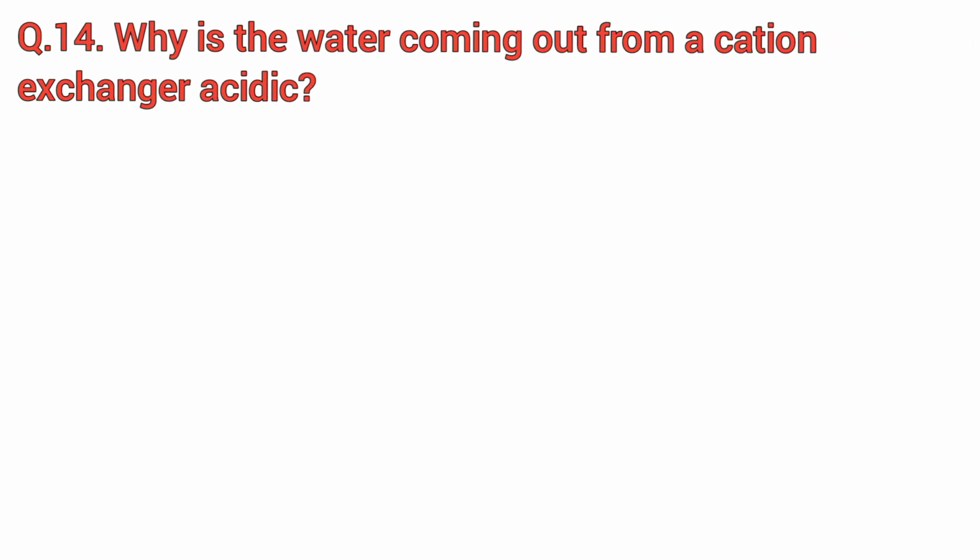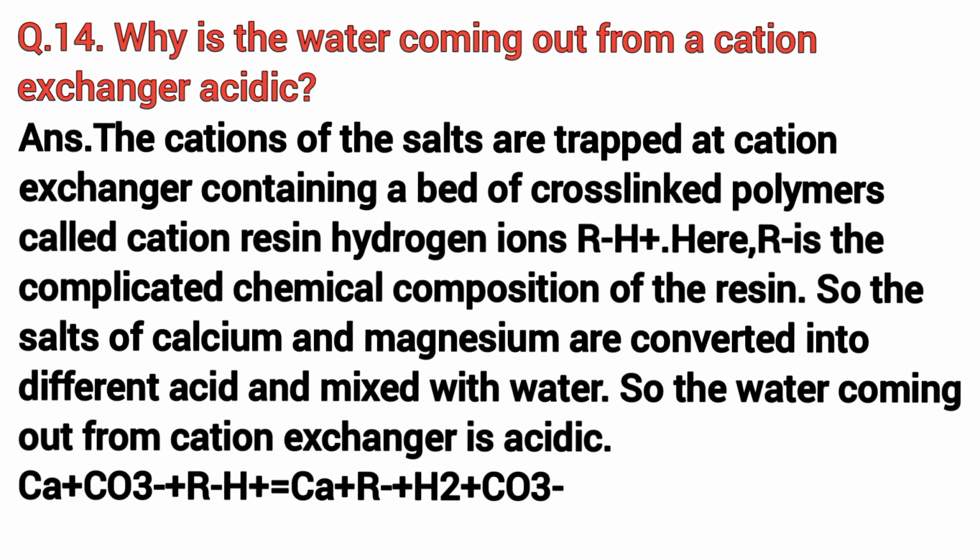Why is the water coming out from a cation exchanger acidic? The cations of the salts are trapped at the cation exchanger containing a bed of cross-linked polymers called cation resin. Hydrogen ions are H⁺. Here, R⁻ is the complicated chemical composition of the resin. So the salts of calcium and magnesium are converted into different acids and mixed with water. So the water coming out from the cation exchanger is acidic.